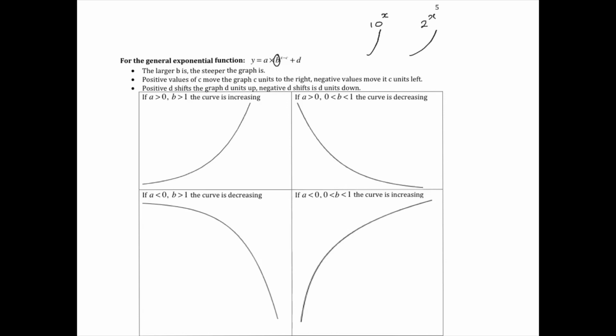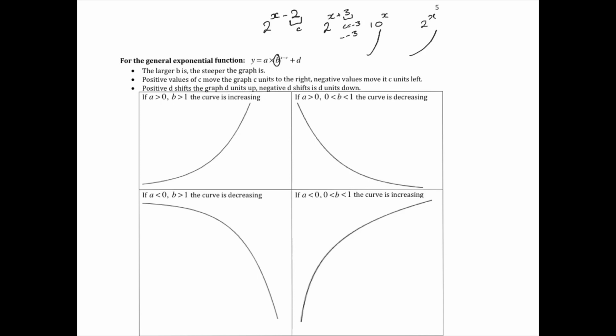Positive values of c move the graph c units to the right. Negative values move c units to the left. So for instance, if the power is x minus 2, c is 2, or positive. Therefore, it moves it to the right. But 2 to the x plus, let's say 3, c is actually negative 3, because negative c is plus 3. So we move to the left.